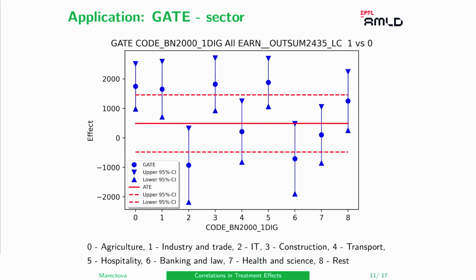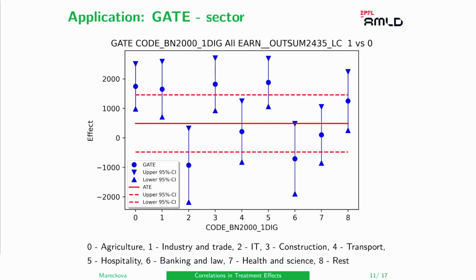Now going to the results, let's have a look at the first GATE, where we looked at the sector of previous employment. So the red line captures the average treatment effect. You can see that the average treatment effect from this last program, which was temporary earnings, is slightly positive. The dashed lines measure the precision of the estimation of this effect. And the blue dots represent the GATEs, and the intervals, again, the precision of the estimates.